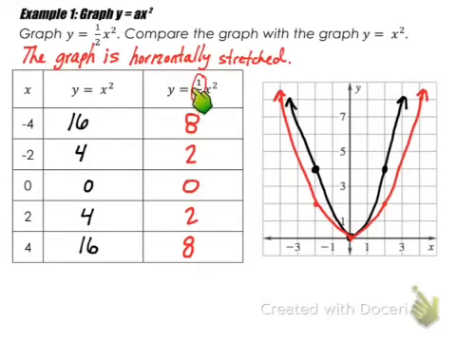So that's the effect of that coefficient in front of the x squared. If it's less than 1, we're going to have a graph that's horizontally stretched compared to the parent function, like so.